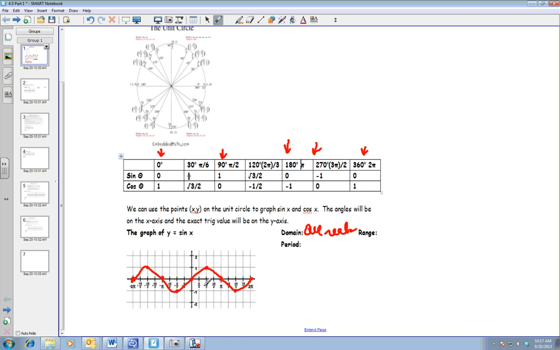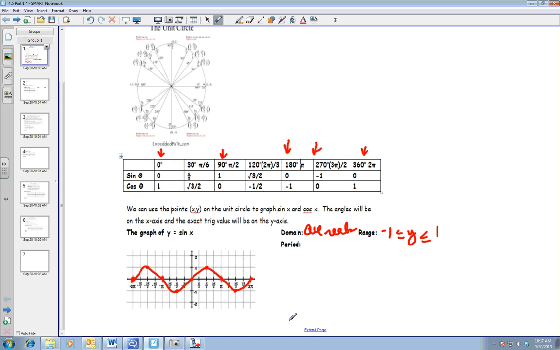My range are my y values. How far up and down did this graph go? My lowest point was -1 and my highest point was +1. So it's between -1 and 1. And how I would write that: -1 is less than or equal to y, because it's my range, my y values, is less than or equal to 1.